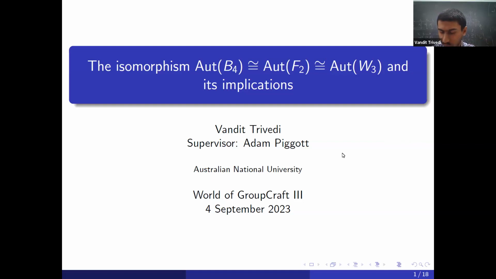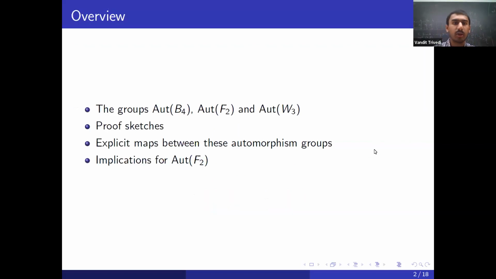Also, I should mention, this is actually a known result. It's been known for quite a while, but it's one of those that until recently was not very widely documented. I think it has appeared in a couple of papers in the last few years. So I just wanted to make a few things explicit today. So the plan is to introduce these three groups and their automorphism groups, and then I'll go through a couple of the proof sketches.